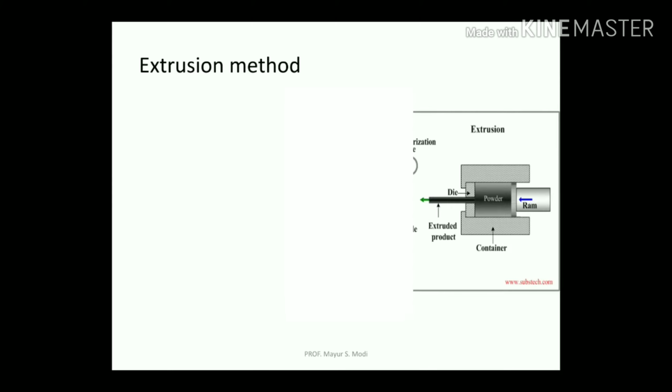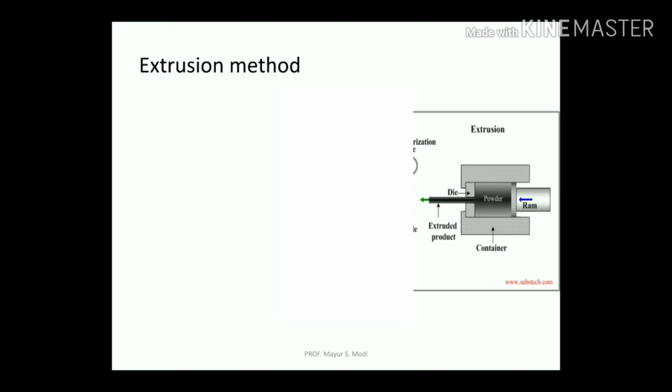Extrusion method. So here from the figure, it is the container. One end is with the die, and the die has a cross sectional area according to my requirement of the shape and size of the rod. So the extruded product will come from that die. The powder is filled into the container. With the application of the ram, it provides the pressure onto the powder.